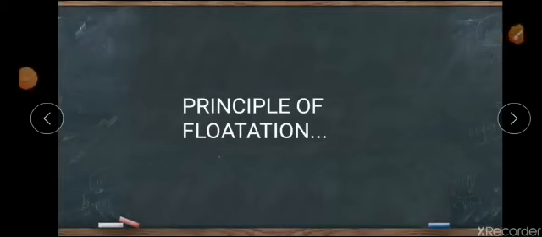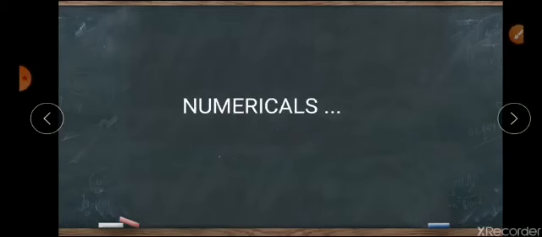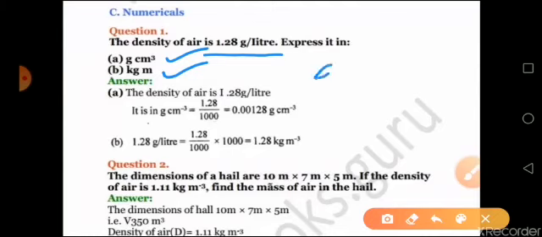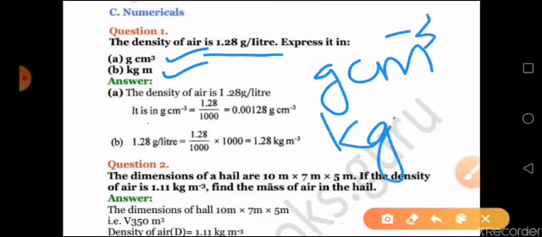With this, your chapter is complete, your theory part is complete. Now, let us move on to the numericals of your chapter. Coming to the numericals, the first question: the density of air is given in gram per liter. You have to express it in gram per centimeter cube and kilogram per meter cube. See, in your question you have a small mistake. It is gram centimeter raised to minus 3 and kilogram meter raised to minus 3.